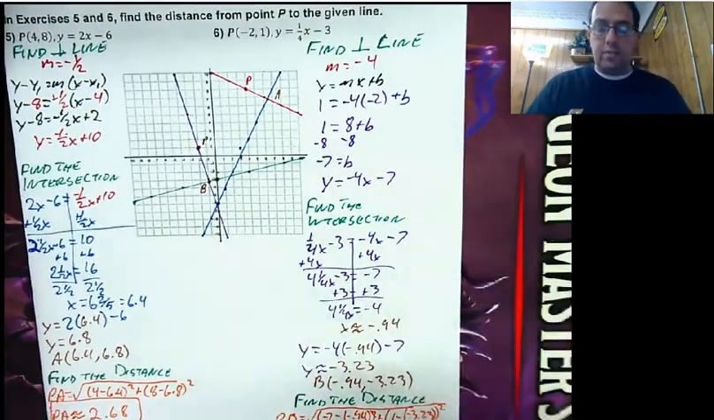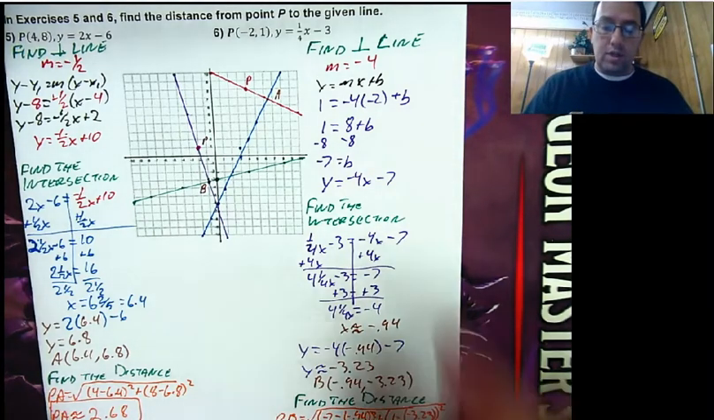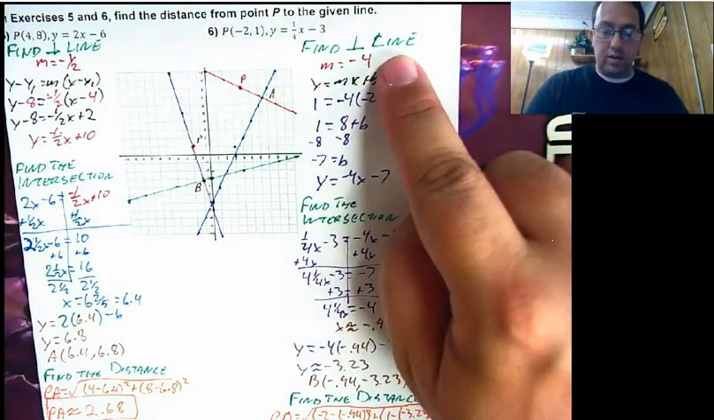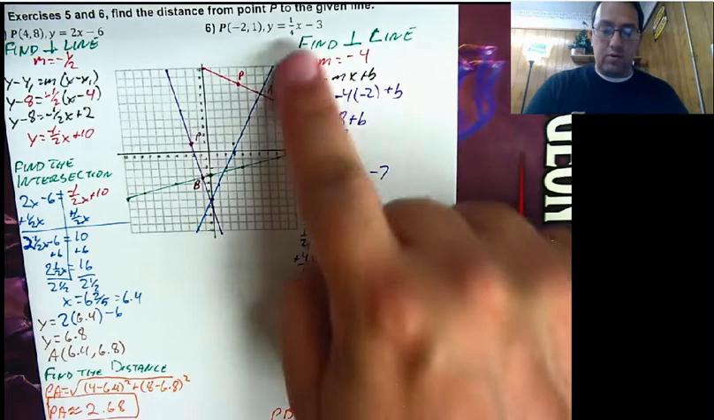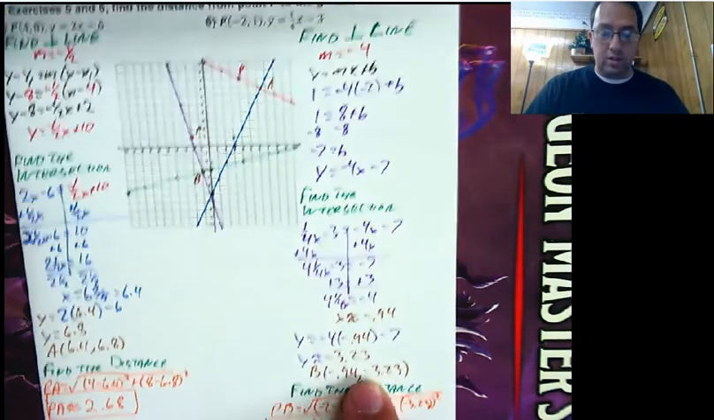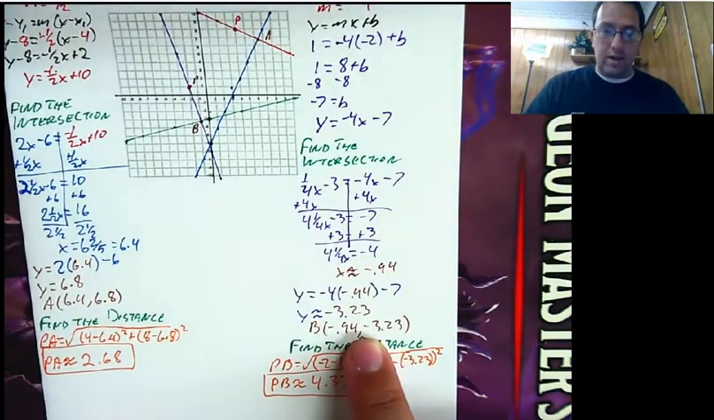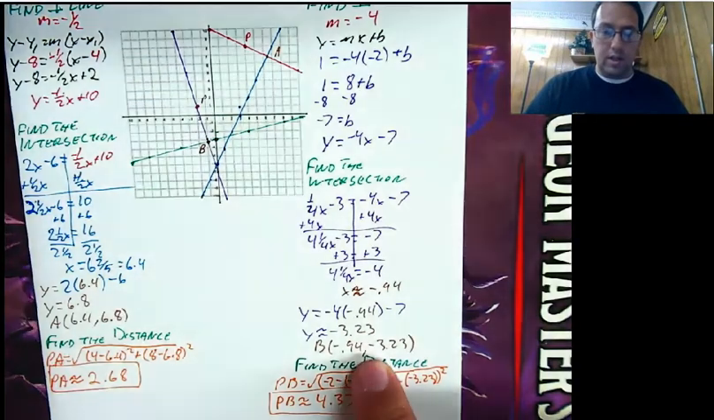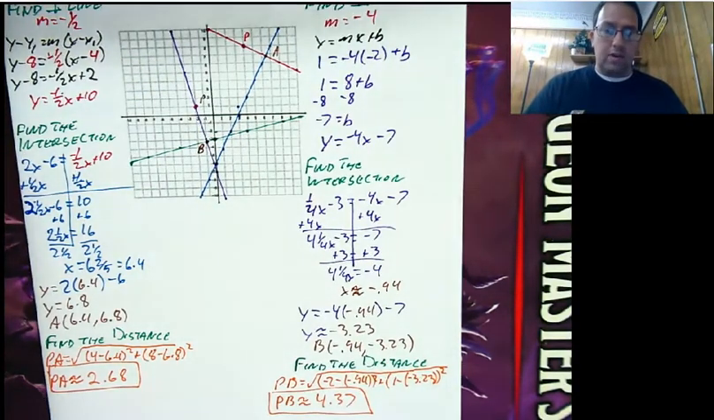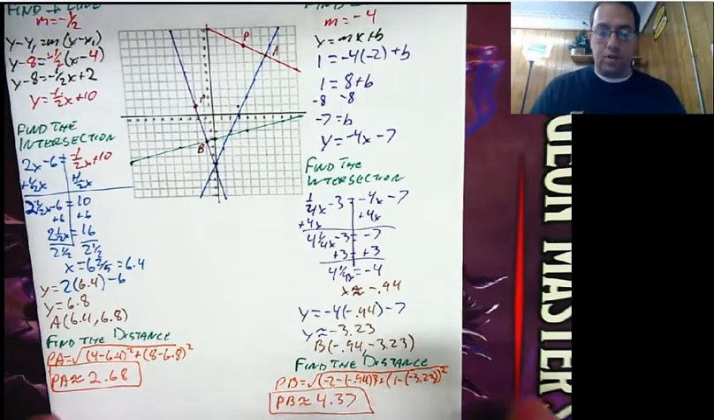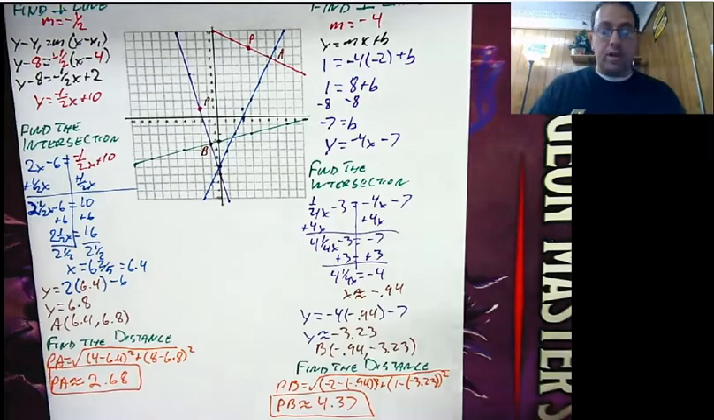So to find the distance from a point to a line on a coordinate grid, step 1, find the equation of a line perpendicular to the given line. Take those two equations, set them equal to each other to get your intersection. Then find the distance, use the distance formula using the original point and the new intersection, and that will give you the distance from a point to a line on a coordinate grid. All right, so hopefully that helps.